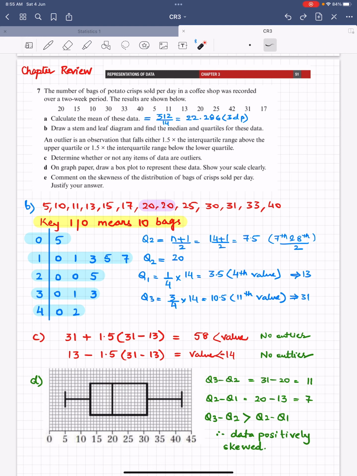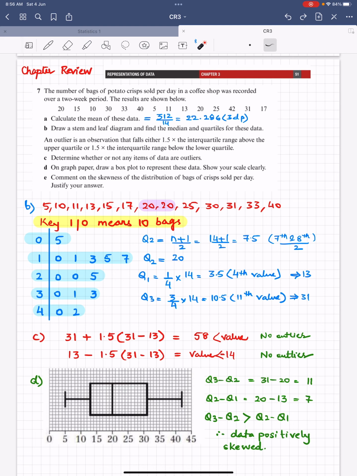Now, for finding the median, since we are talking about number of bags of crisps, this is discrete data, and hence the median will be (n plus 1) divided by 2. So 14 plus 1 divided by 2 is 7.5. Therefore, we will take the mean of the 7th and the 8th value, both of which are 20. Therefore, the mean will also be 20. Therefore, the median is 20.